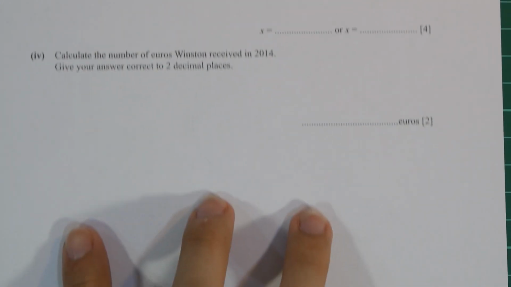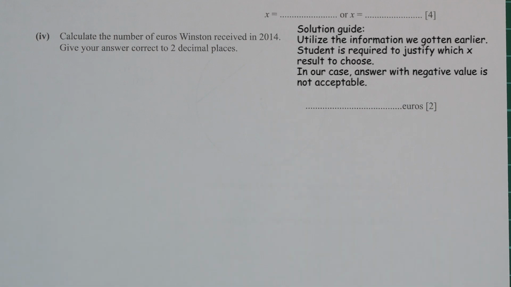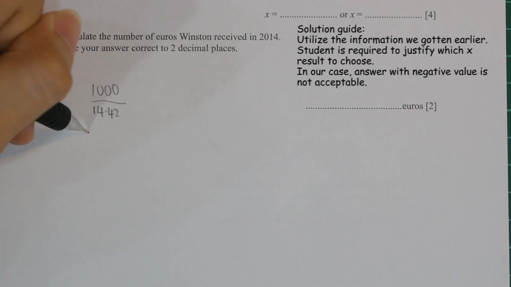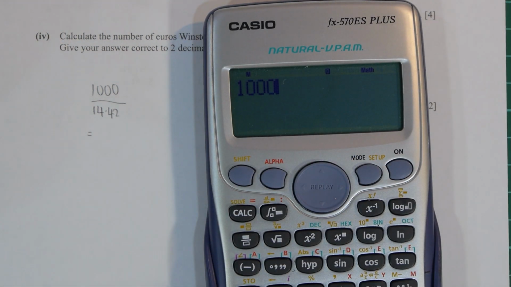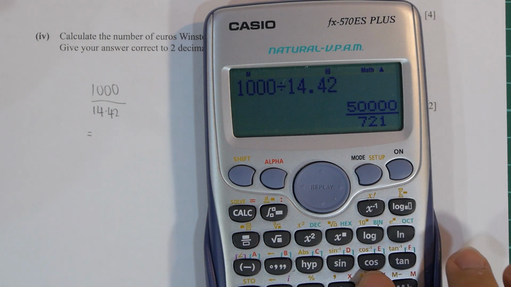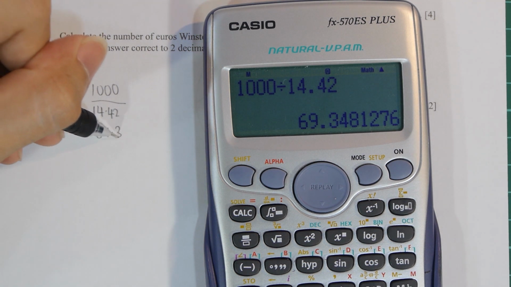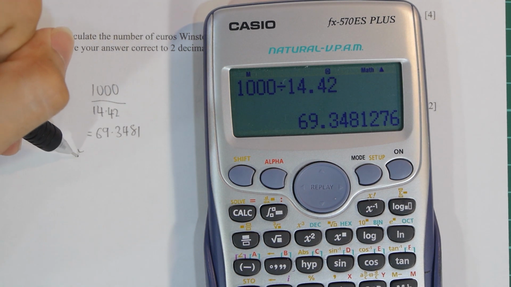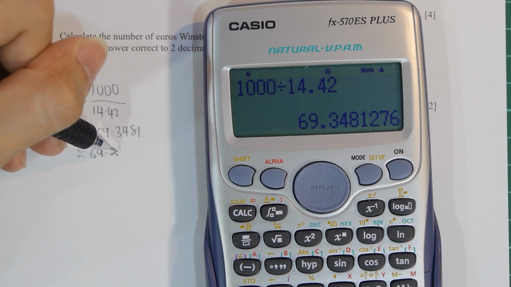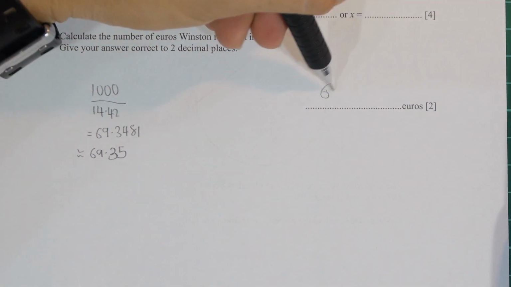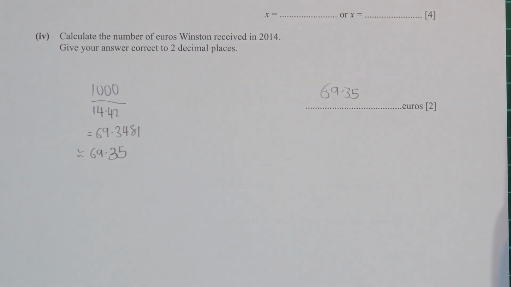For the last part, you are actually required to justify which variables to use from those that you have gotten earlier. Okay, so the x results can be positive and negative, so you need to justify which one is more suitable. In our case, the 14.42 is the right one to choose. So just take 1000 divided by 14.42, then you will get 69.35 as the final result.